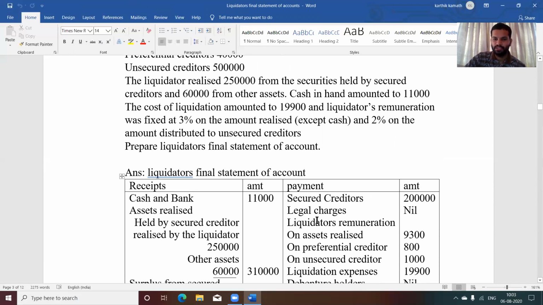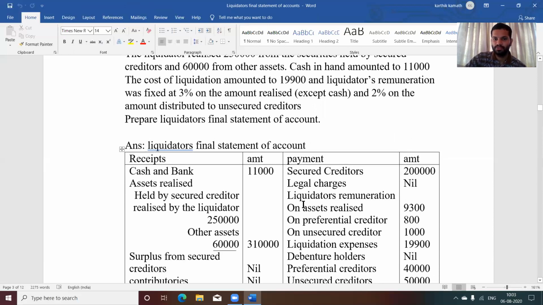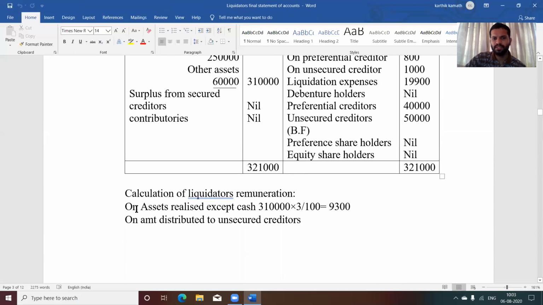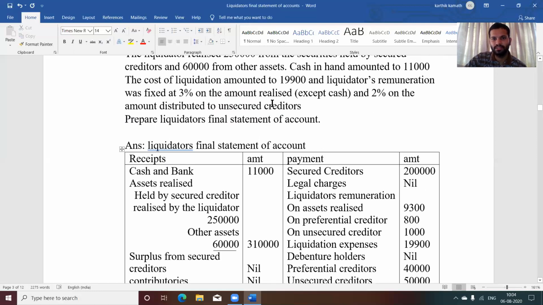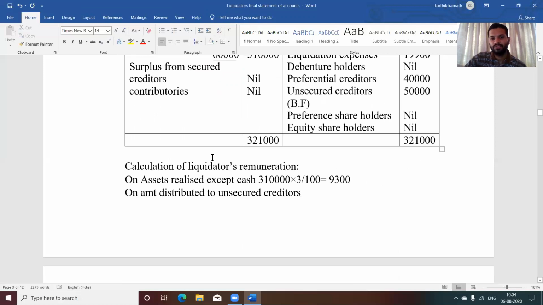Liquidators remuneration. Next thing is about liquidators remuneration. For this you need to do a working note. Calculation of liquidators remuneration. So how to calculate liquidators remuneration? On assets realized except cash. So assets realized only, that is 3,10,000 into 3%, that is given in the problem. So 3,10,000 into 3%, 9,300. So on assets realized the value is 9,300. On amount distributed to unsecured creditor, this will come later.